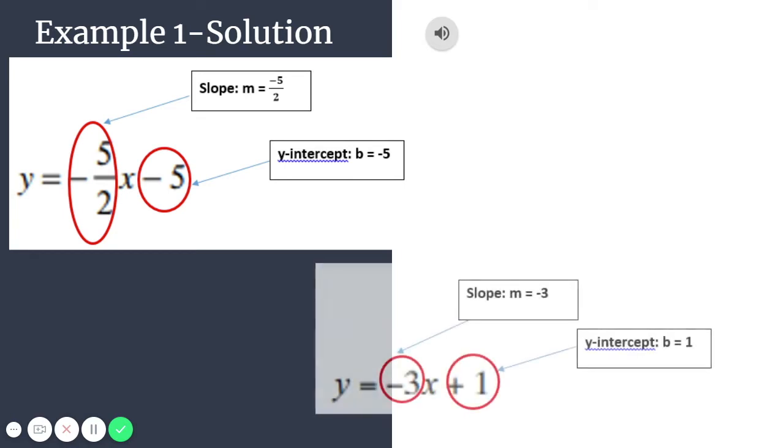In the second equation, our slope is -3. Now, if we were to use that in a graph, we could write it as a fraction, -3/1. But here we're just identifying it. So our slope is -3. For our y-intercept in the second equation, it says +1, so it would be positive. So our y-intercept in the second equation is b equals 1.